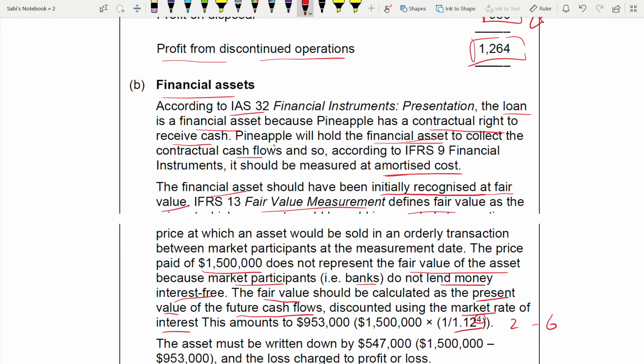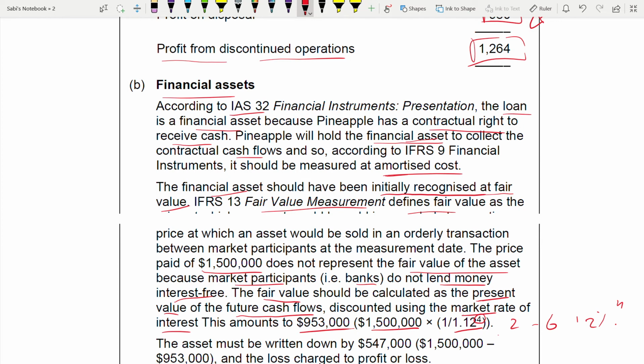So it will be 1,500,000 into 1 divided by 1.12 to the power 4. 1.12 because it's 12%, and to the power 4 because of 4 years. You are finding the present value, right, of 1.5 million. So definitely it will be less than 1.5 million. It will be 953,000. This is the amount.